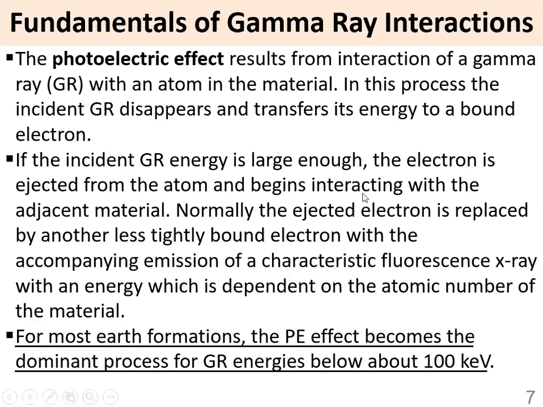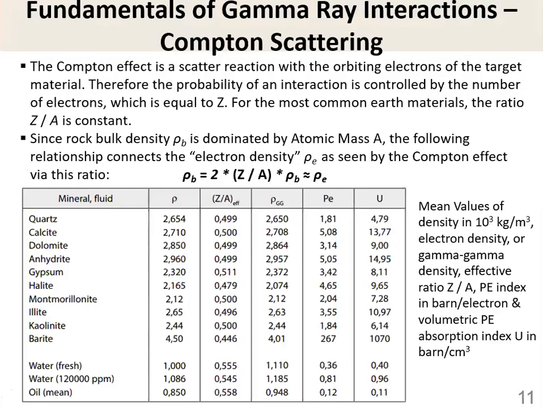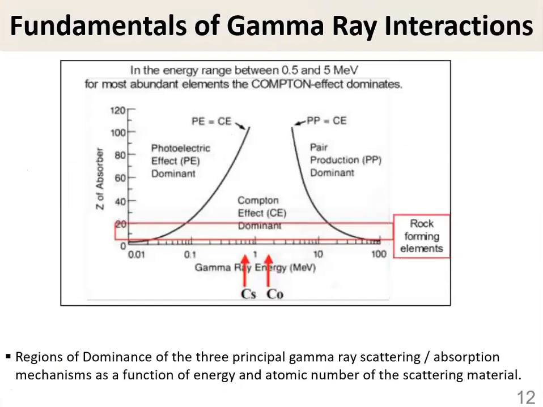If the incident gamma ray energy is large enough, an electron is ejected from the atom and it begins to interact with adjacent material. Normally, the ejected electron is replaced by a less tightly bound electron, accompanied by an emission of some X-rays. For most Earth formations, the photoelectric effect becomes a dominant process for gamma ray energies less than 100 kilo electron volts. And as I say that, keep this view graph in view.